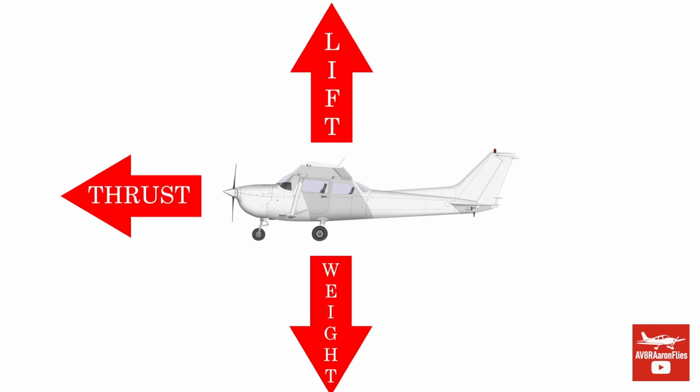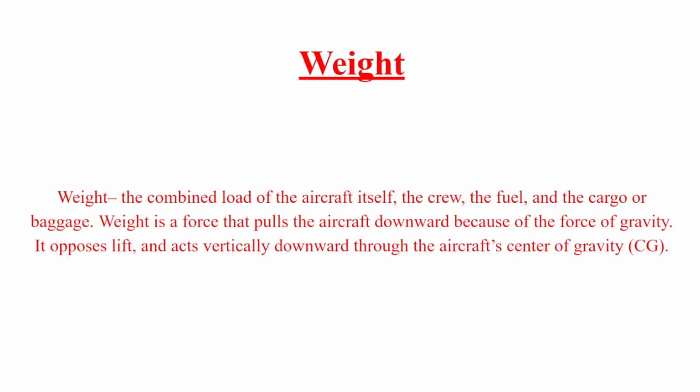Our next effect is weight. Weight is the force that's pulling us downward towards the earth. It's the combined load of the aircraft itself, the crew, the fuel, and the cargo or the baggage. Weight is a force that pulls the aircraft downward because of the force of gravity. It opposes lift and acts vertically downward to the aircraft's center of gravity.